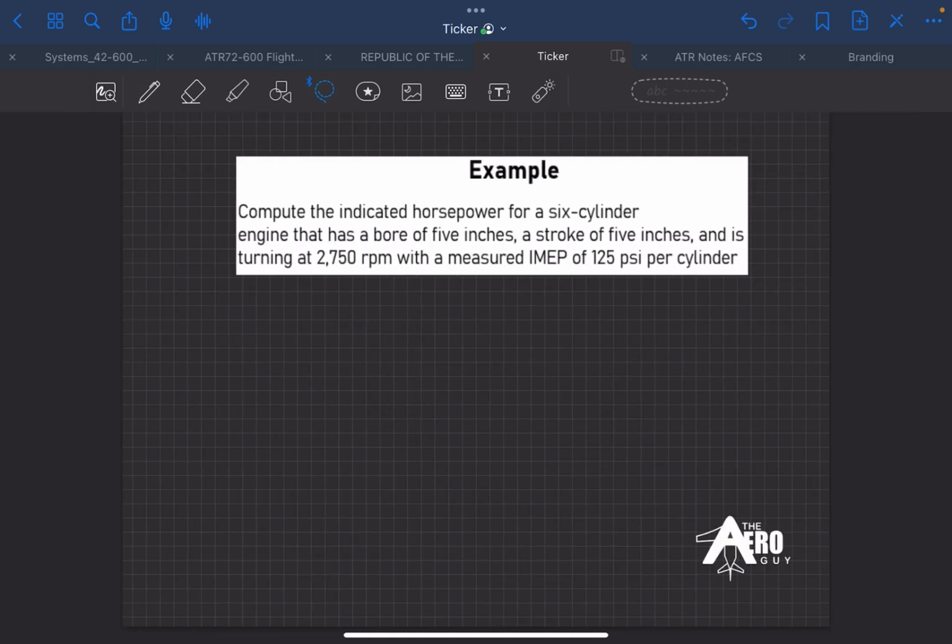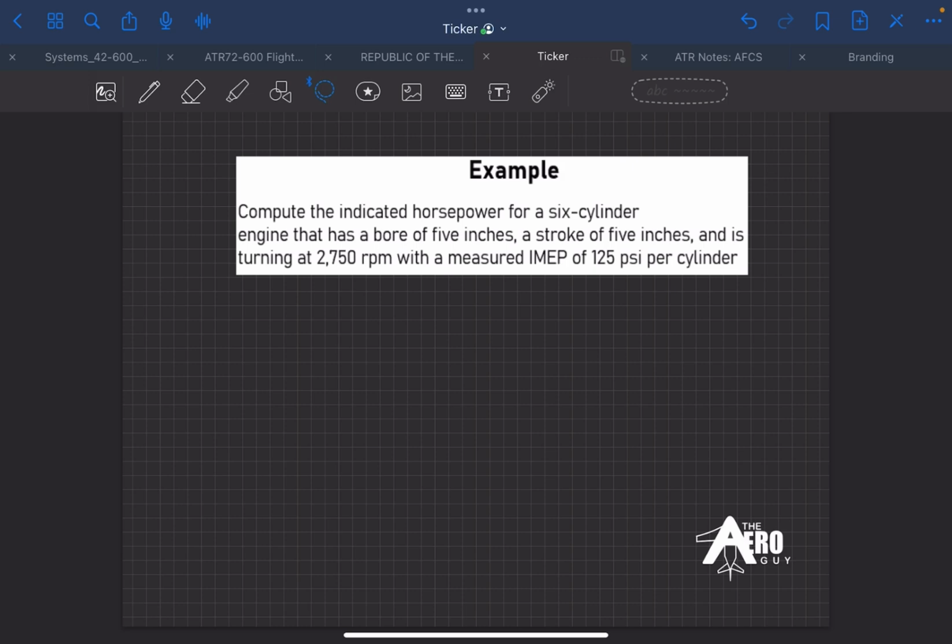For this example or problem, it's asking for us to compute for the indicated horsepower for a six-cylinder engine that has a bore of 5 inches, a stroke of 5 inches, and it is turning currently at 2,750 revolutions per minute with a measured indicated mean effective pressure of 125 psi per cylinder.